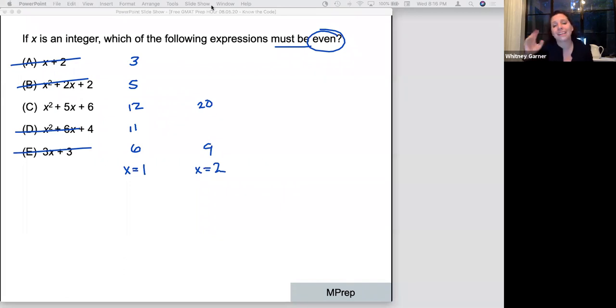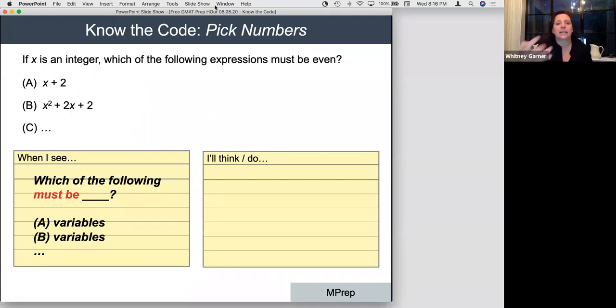So as we work through this problem, again, I'm less concerned about the actual content underneath this. Yeah, you should know what even and odd mean. But with this question, my takeaway might be that I should pick numbers, and here are some scenarios. So I see this question.